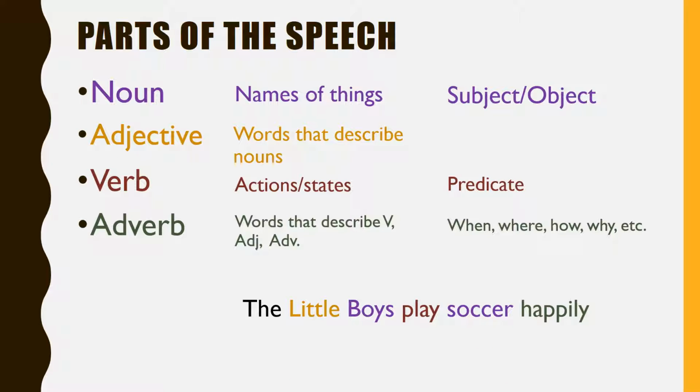Then here we have, the little boys play soccer happily. So we can see that the is an article, little is an adjective, boys is a noun, and the little boys, all together, are the subject, especially boys. Then we have play, which is the predicate, and then soccer is the object, and happily is an adverb of manner that is describing how the action is being done.